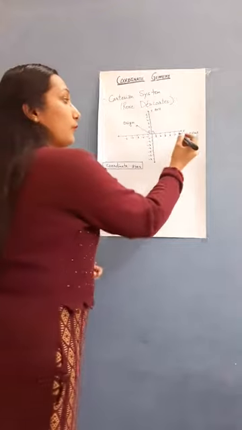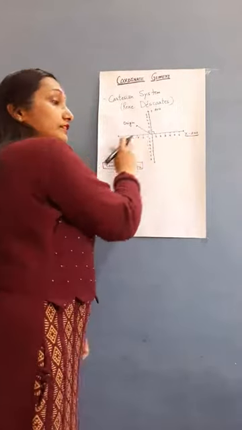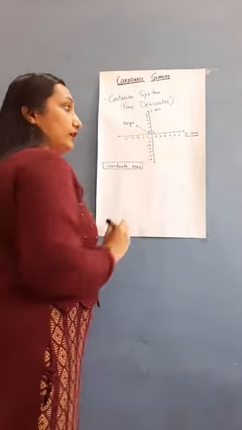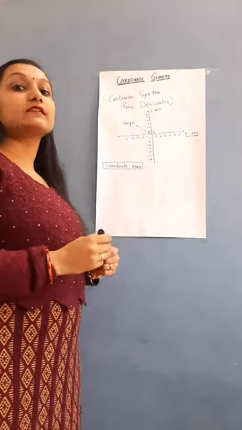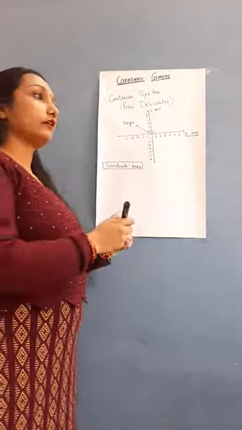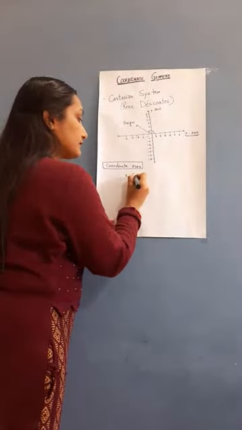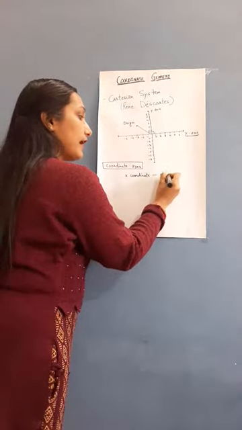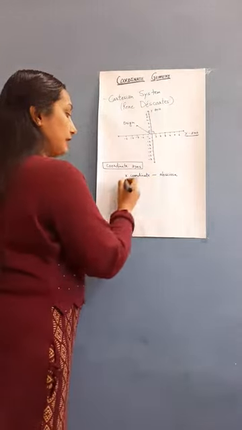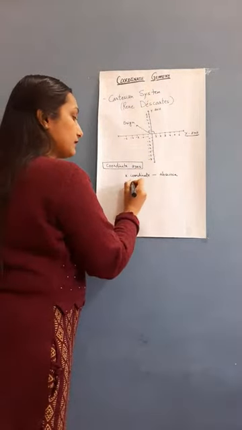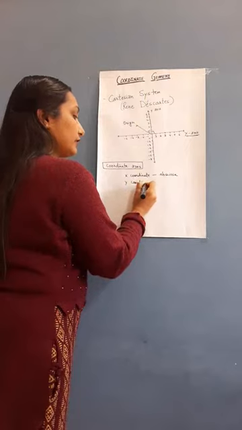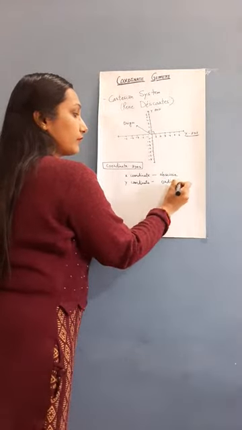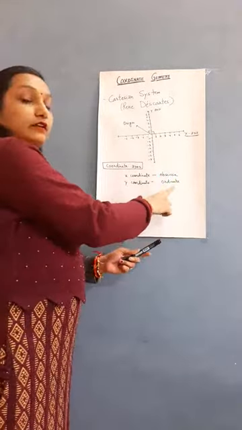Now, on the x-axis, for example, I am talking about this point 3. This 3 is called the x coordinate, or we can call it the abscissa. The x coordinate can also be called the abscissa. Similarly, the point on the y-axis is called the y coordinate and it can be called the ordinate. One is the abscissa and the other is the ordinate.